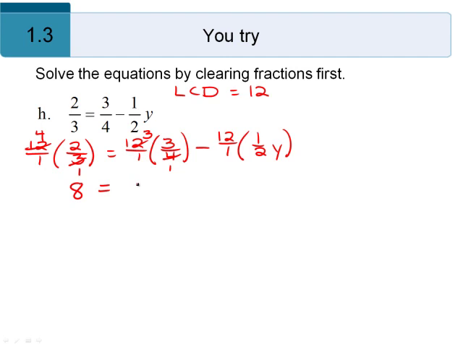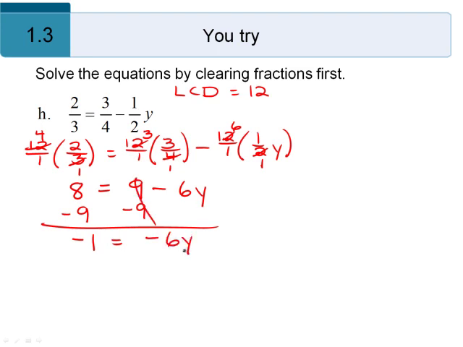So 3 times 3 is 9. Bring down that minus sign, and here we can cancel by 2, leaves 1 and 6. So we have minus 6y. Okay? Now, get the 6y by itself. So I'm going to subtract 9 from both sides. And 8 minus 9 is negative 1. These 9's are gone. Equals negative 6y.